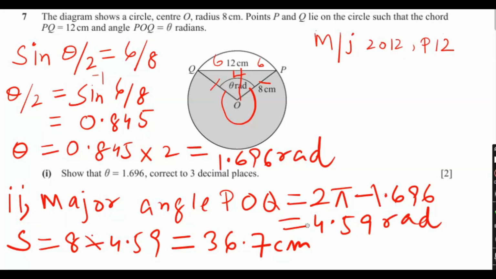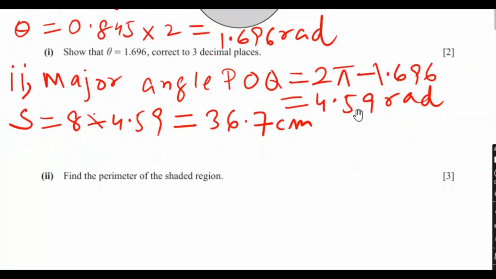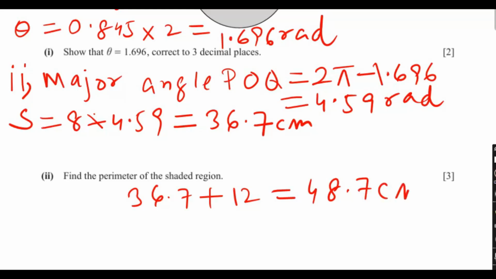Therefore, the perimeter of the shaded region is 36.7 plus 12, because 12 also touches the shaded region. So our final answer is 36.7 plus 12. This will give you 48.7 centimeters. This is our final answer. So hope you understand part 2, find the perimeter of the shaded region.